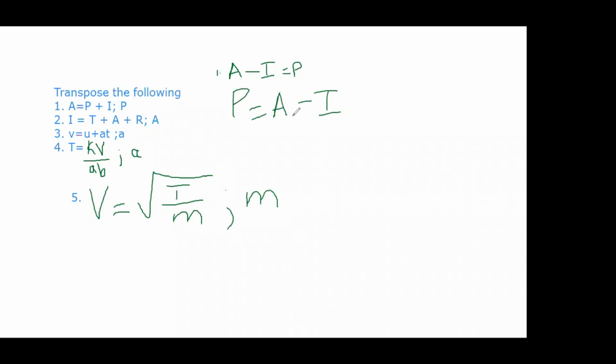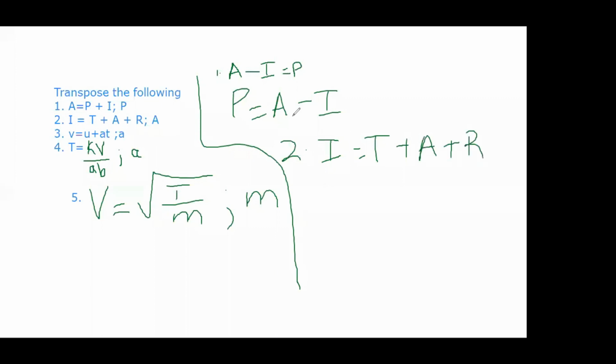Let's look at number 2 now. Miss, we have to transpose T and R. So I minus T is equal to A plus R. Then we transpose R.